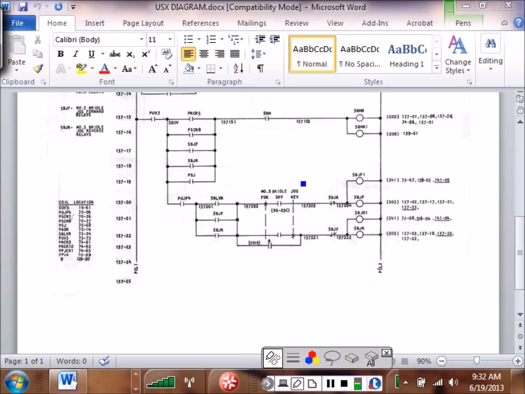What I'm looking at is this guy right here. So we're looking at lines 20 and 22.